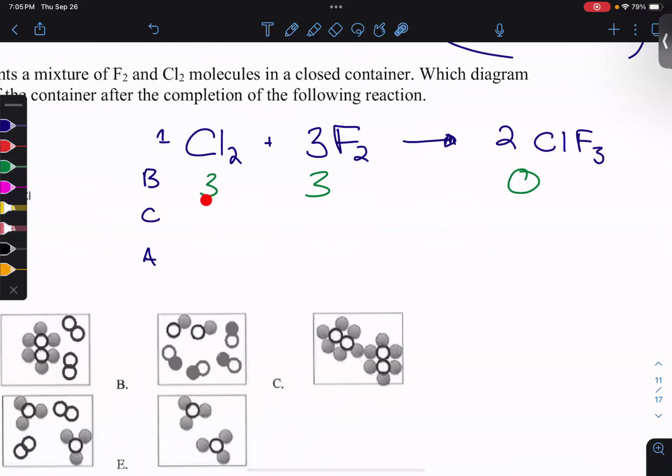If I have 3 chlorine molecules and each reaction requires 1, how many times can I do the reaction with just chlorine? 3, because 3 divided by 1 is 3. Okay, do the same thing with fluorine. If I start with 3 fluorines and each reaction requires 3 fluorines, how many times can I do the reaction with fluorine? 1, because 3 divided by 3 is 1.